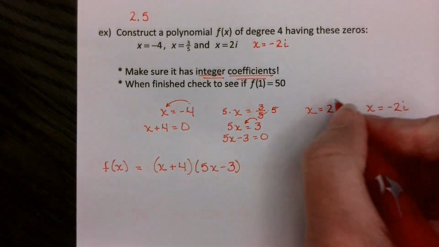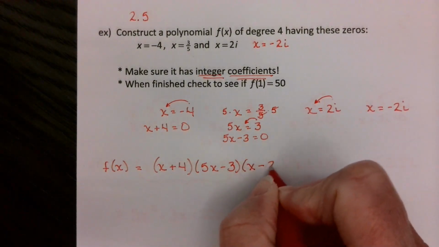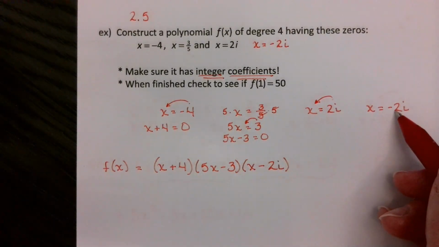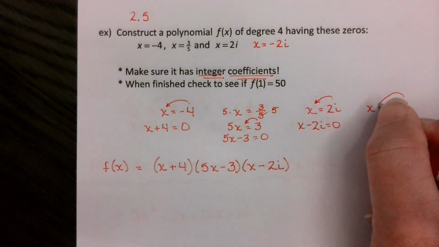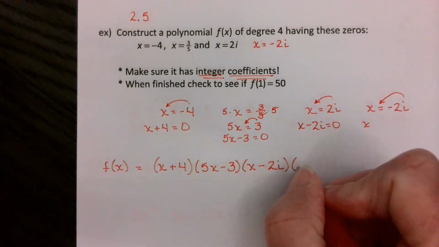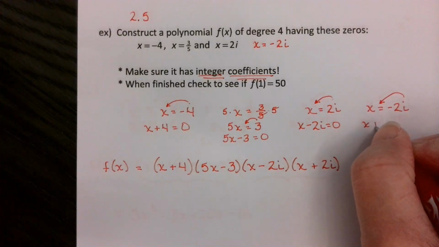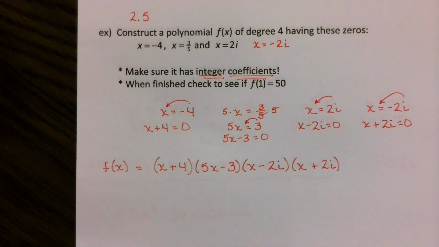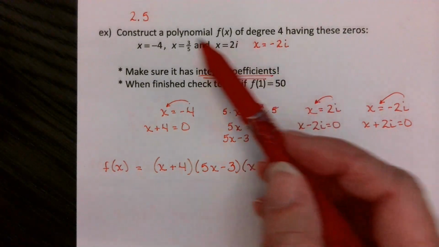Okay, this one's easier. Just take that to the other side, so we're subtracting it. We get x minus 2i. And then this one here, we're just going to add it to the other side, so we get x plus 2i. Okay, so we're going backwards. Now that we have this, this is the factored form of this polynomial.